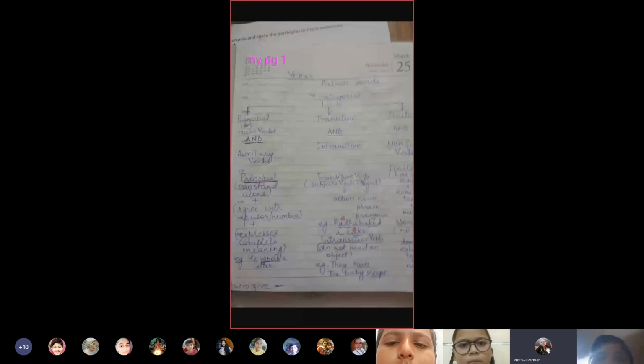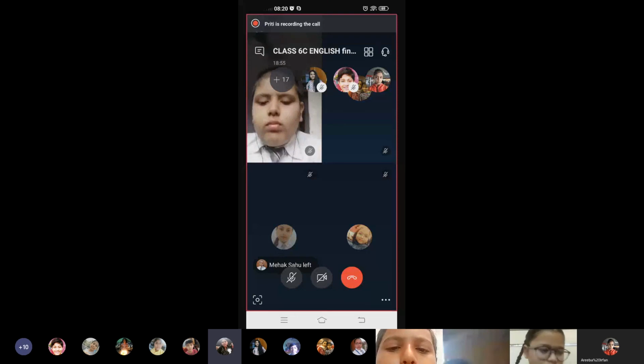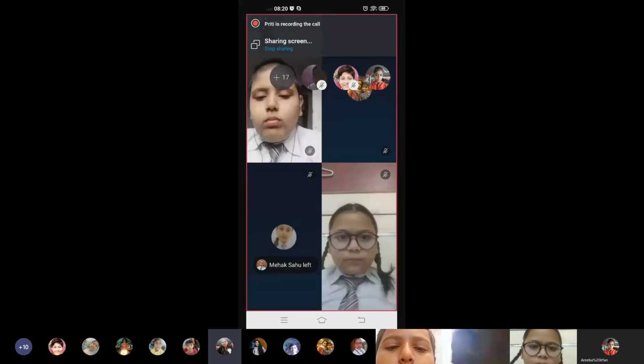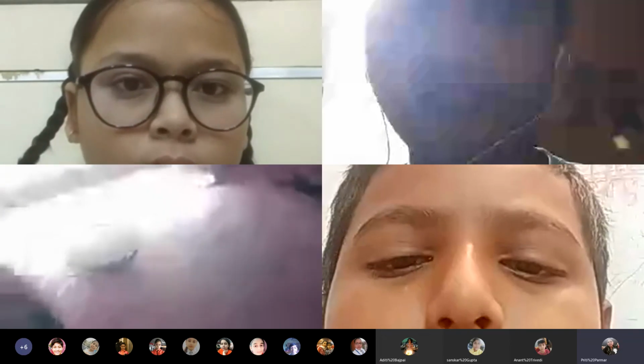Let's come on to the exercises. A exercise, open your book. State whether the highlighted verbs are transitive or intransitive. Now for transitive, you'll write T. For intransitive, you'll write IT.